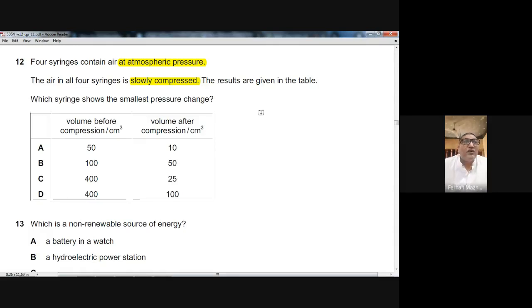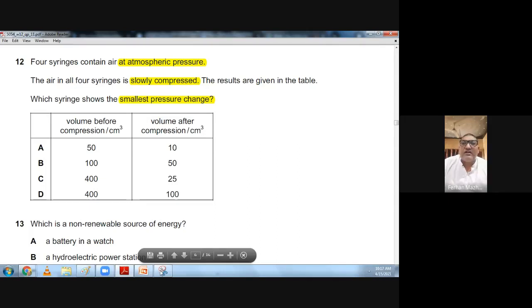So we are looking for where the smallest pressure change is. The question can also be like this: where is the largest pressure change? So let me show you my working, and here we go.